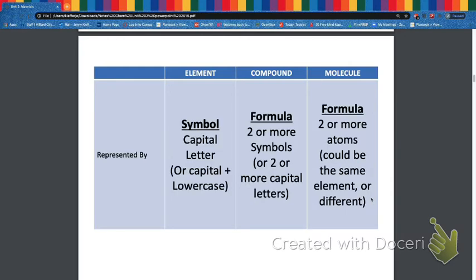Compounds have formulas. And so NaCl is a formula, okay?